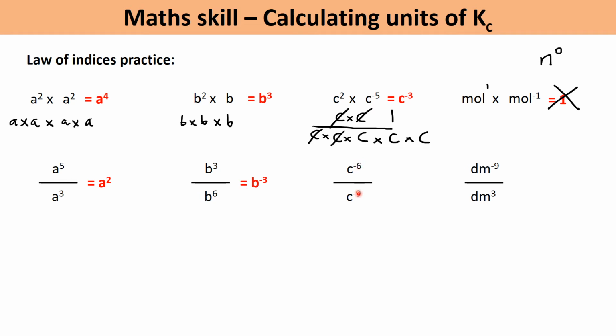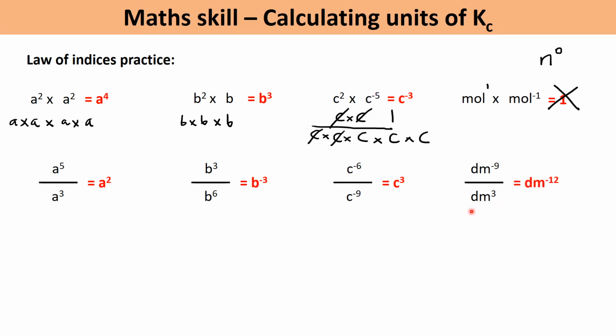And finally 6 minus 9, we can see here both are negative. So when we're taking away a negative number, we've got minus 6 minus minus 9, which is the same as saying minus 6 plus 9, because we've got two negatives there. So minus 6 plus 9 is equal to 3. And then finally, we've got dm to the minus 9 over dm cubed. So this is minus 9 minus 3. So we've got a minus number, take away a positive number, which gives us minus 12 overall.